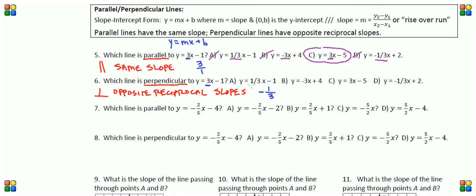A says our slope's going to be positive 1/3. That's out. B says our slope's going to be -3. That's out. C has a slope of 3. That's parallel, so that's not good. And letter D, there is the slope of our perpendicular line, -1/3. So in this case, equation D is the equation of a line that is perpendicular or meets our original line at a 90-degree angle.